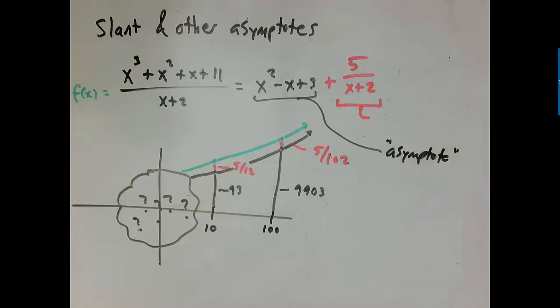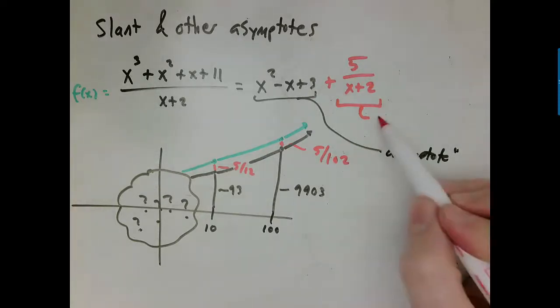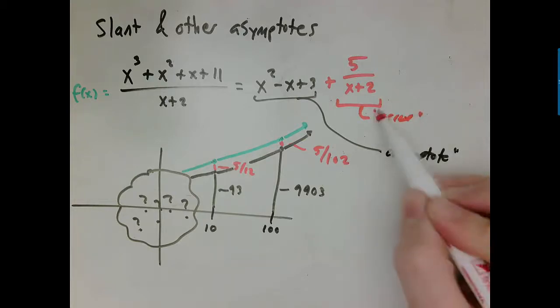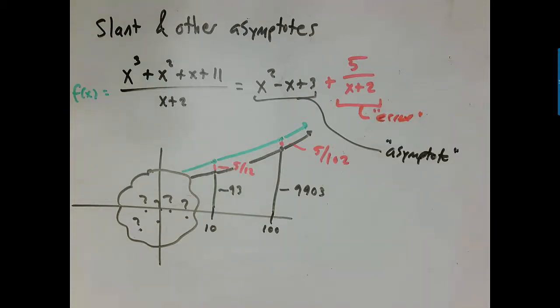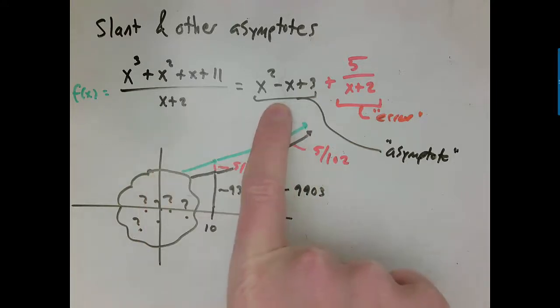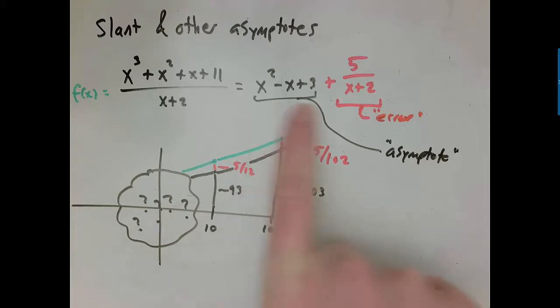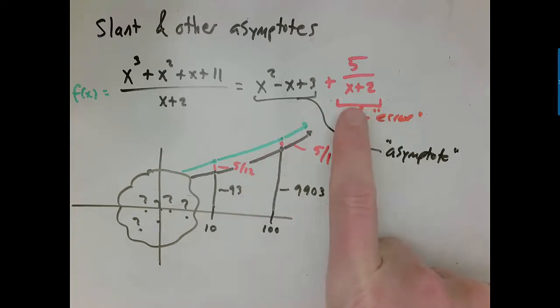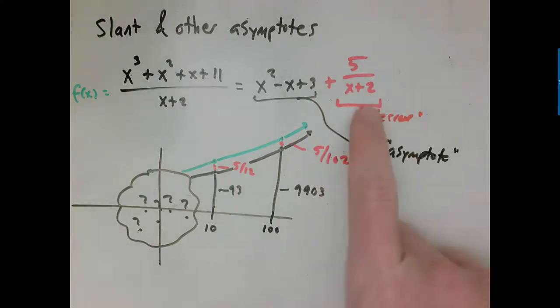And I like to call this term over here the error term. The reason I call it an error term is because this term is never equal to 0, which means that our original function is never exactly equal to the quadratic function here. It's always a little bit larger or a little bit smaller. But the amount by which it's larger or smaller is very, very tiny. And that's especially true as x goes to infinity, because this amount that we are above the asymptote is getting smaller and smaller towards 0.